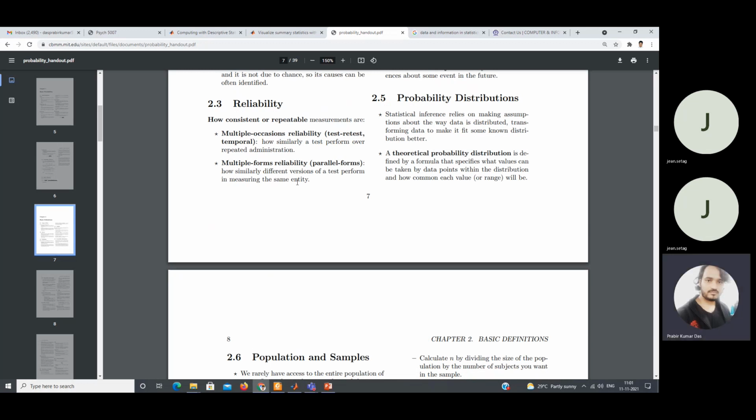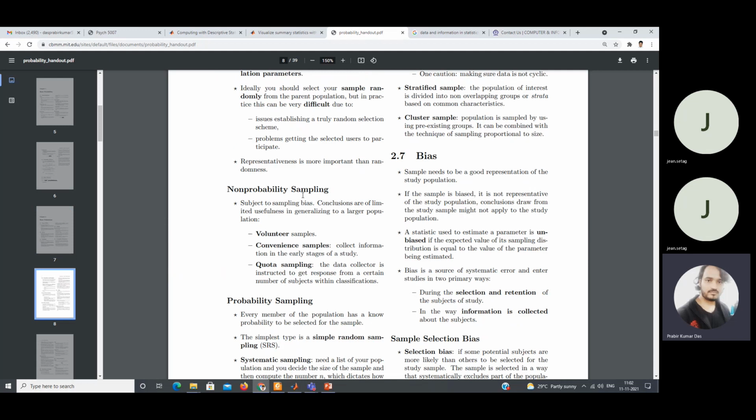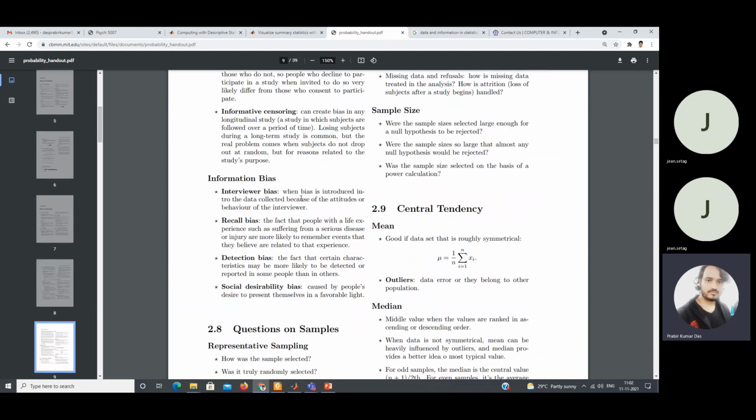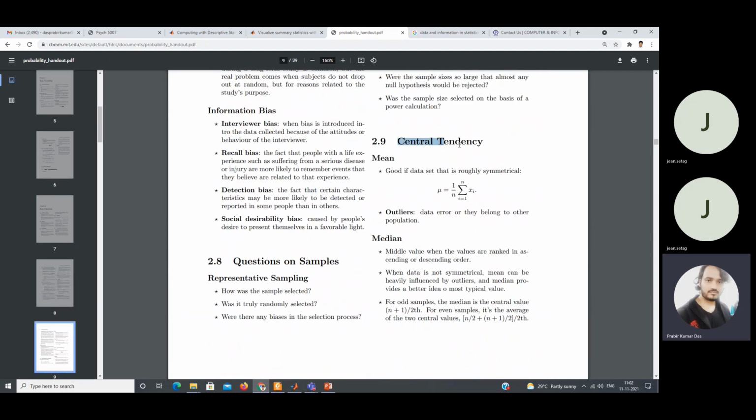So, okay, let me tell you in a simple way. Suppose statistics, we can divide statistics into two parts. One is descriptive statistics, one is inferential statistics. So descriptive statistics, first we are interested to calculate the central tendency. I'll talk about probability a little bit later.